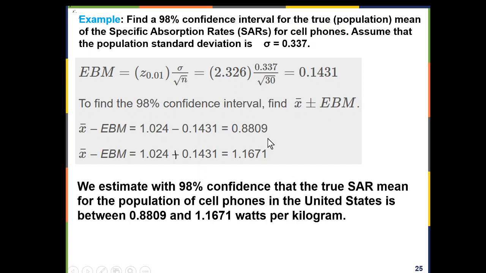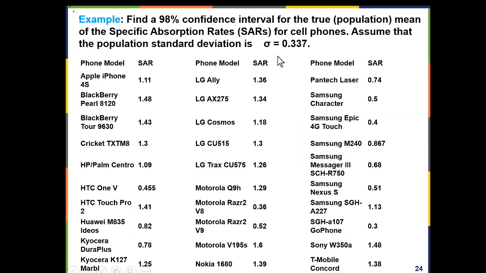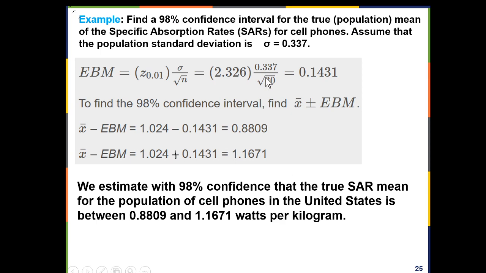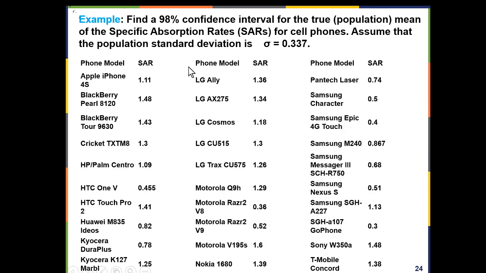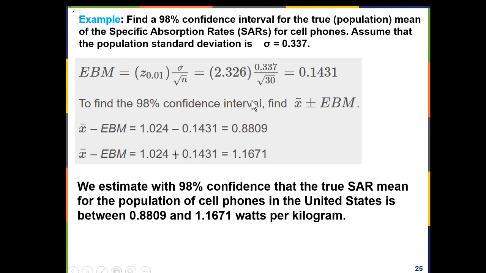So here, if we do that, you're going to find out that the error here would be this, because we know the standard deviation of the population is given here, 0.337. So all we have to do this problem is to put that divided by square root of 30, because notice there are 30 of these data points, and then multiply that by 2.326. Now, 2.326 comes from 98% confident. How do we get that?